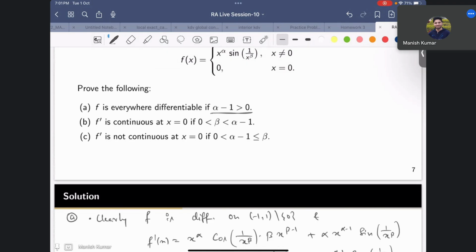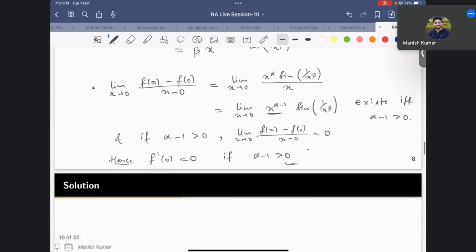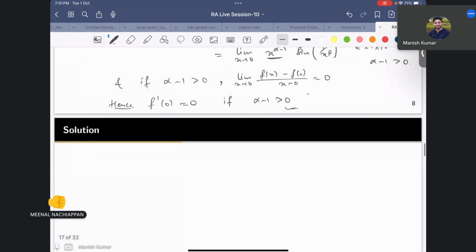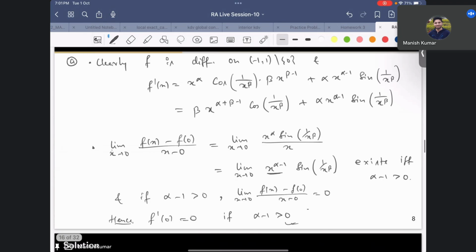Is this fine? Okay, so now let us see how this f' function looks like. So f'(x) is given by this β, so let me just copy this up.